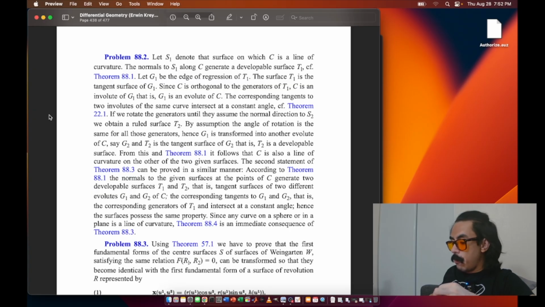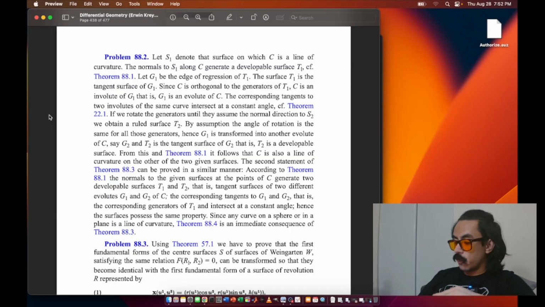According to theorem 88.1, the normals to the given surfaces at the points of C generate two developable surfaces, T1 and T2, that is, tangent surfaces of two different evolutes, G1 and G2 of C. The corresponding tangents to G1 and G2, that is, the corresponding generators of T1 and T2, intersect at a constant angle. Hence, the surfaces possess the same property.